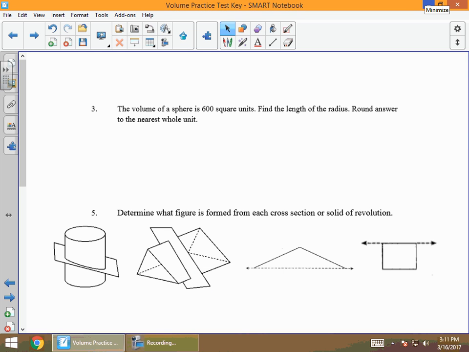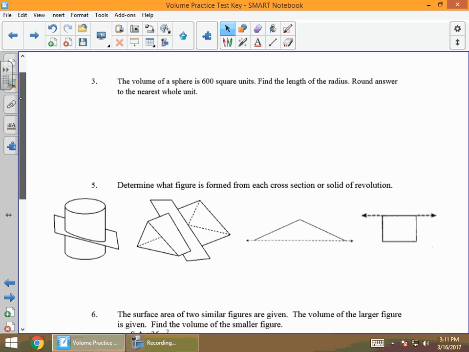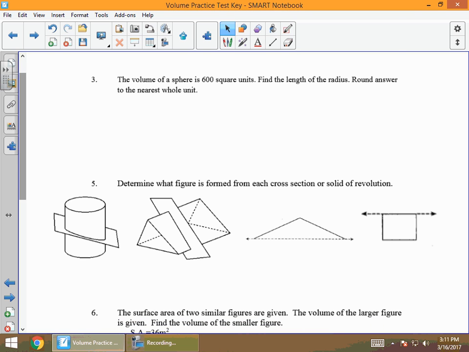As we look at page 2, we're still dealing with volume, not necessarily using the formulas per se on volume. But question number 3 says that the volume of a sphere. Okay, so I know that that means volume is 4/3 pi r cubed. Right, that is the equation for the volume of a sphere. And it tells me that that is equal to 600.